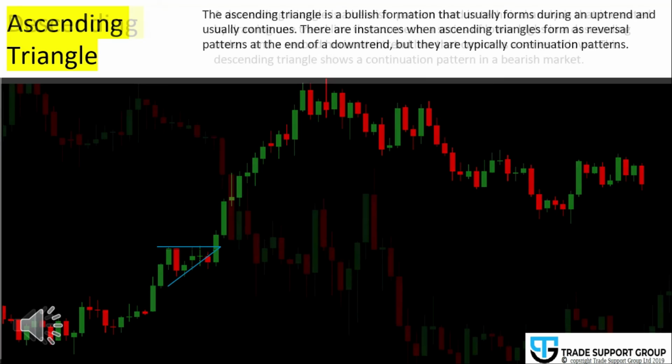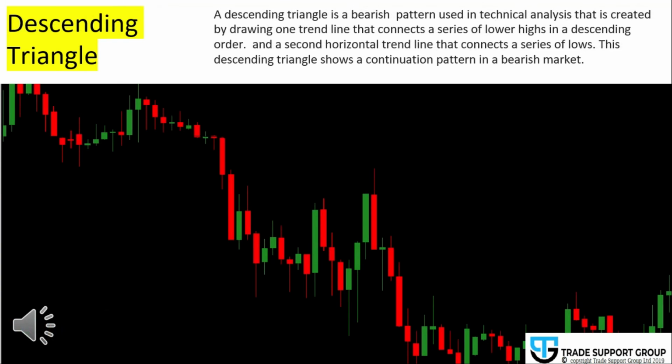Here we have a descending triangle. A descending triangle is a bearish pattern that's also used in technical analysis, created by drawing one trend line that connects a series of lower highs in a descending order, and a second horizontal trend line that connects a series of lows.